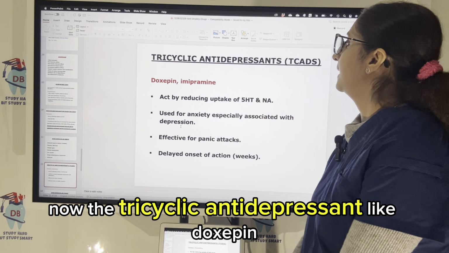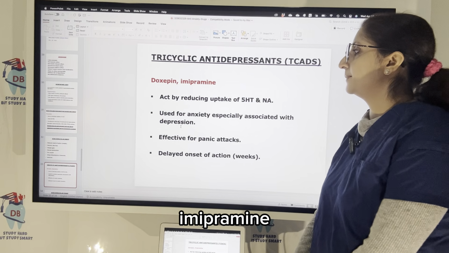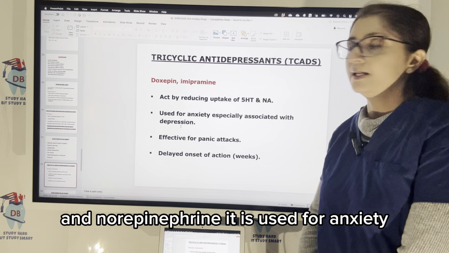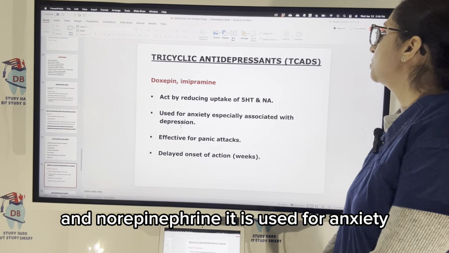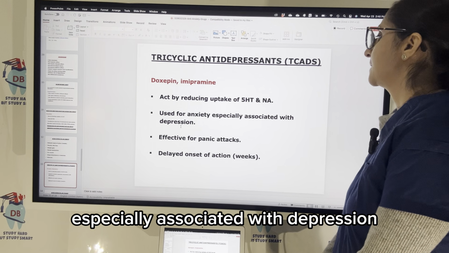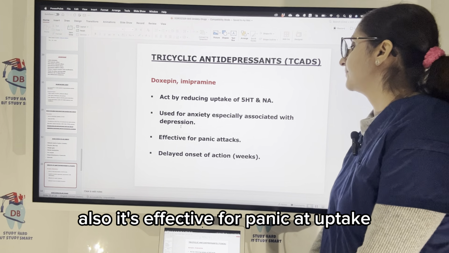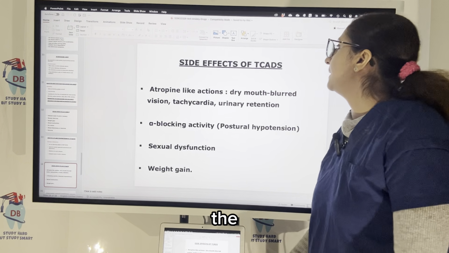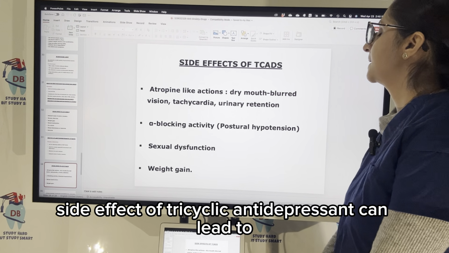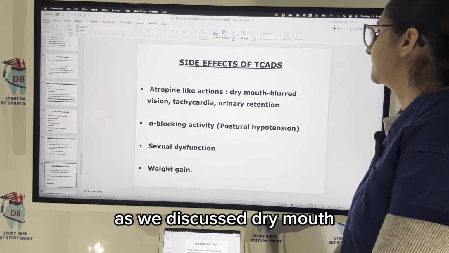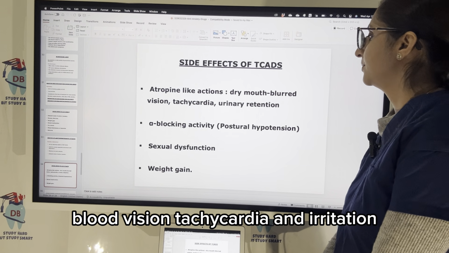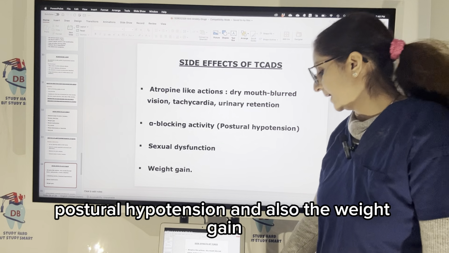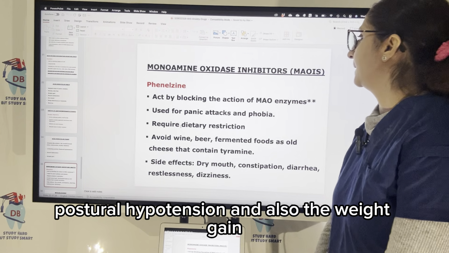Now, the tricyclic antidepressants like doxepin, imipramine, they work by reducing uptake of both 5-HT and norepinephrine. It is used for anxiety, especially associated with depression. Also, it's effective for panic attacks, with delayed onset of action. The side effects of tricyclic antidepressants can lead to atropine-like effects, as we discussed: dry mouth, blurred vision, tachycardia, urinary retention. It can also create alpha-blocking activity, postural hypotension, and also weight gain.